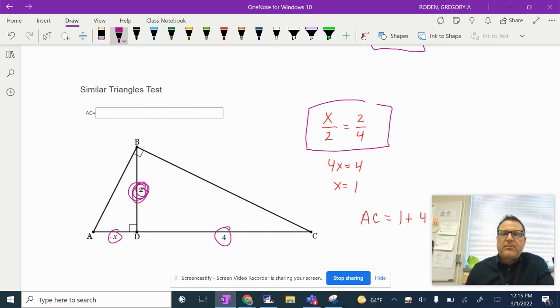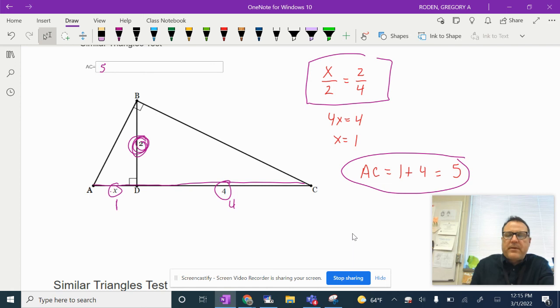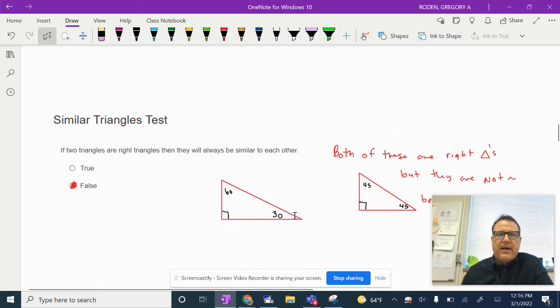And then I just cross multiplied and got 4x equals 4, divided both sides by 4 and got x equals 1. Now I'm not done yet because I'm trying to figure out AC. I'm trying to find the measure of AC, which is all the way across. So this is 1 and this is 4. 1 plus 4 is obviously 5. So that was the number you needed to put in there, 5. Okay? All right. Next one.